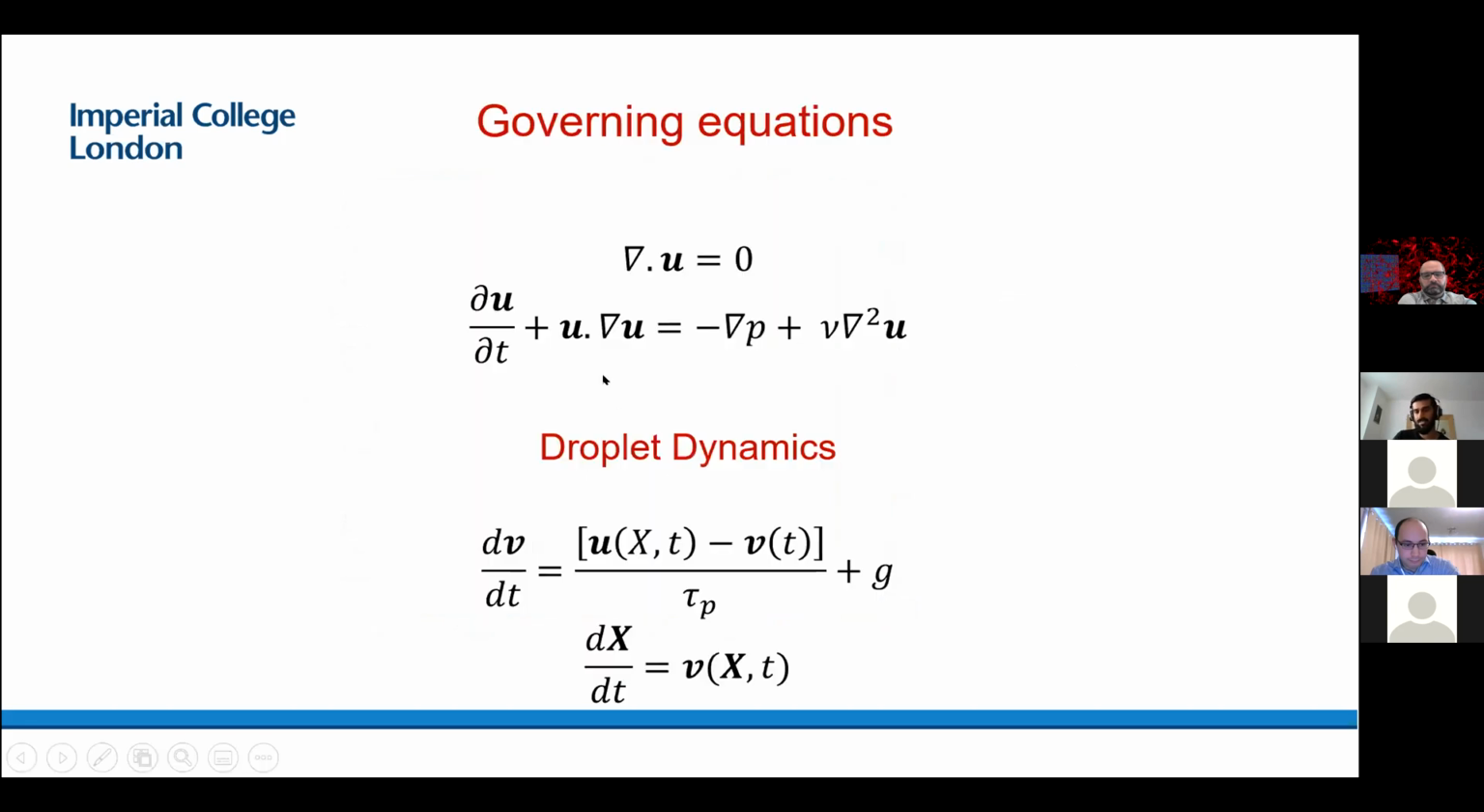So the governing equations include the continuity equation and the Navier-Stokes equations, and the droplet dynamics, so the particle velocities, are governed by the Maxey-Riley equations. Here, tau p is the particle relaxation time, which is the characteristic time scale of a particle to react to changes in the background flow. And we consider the effect of gravity as well.